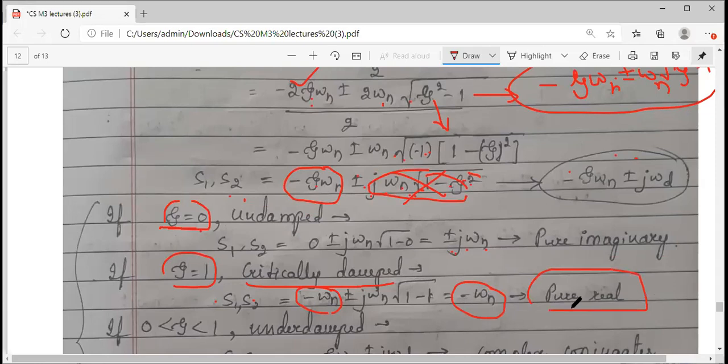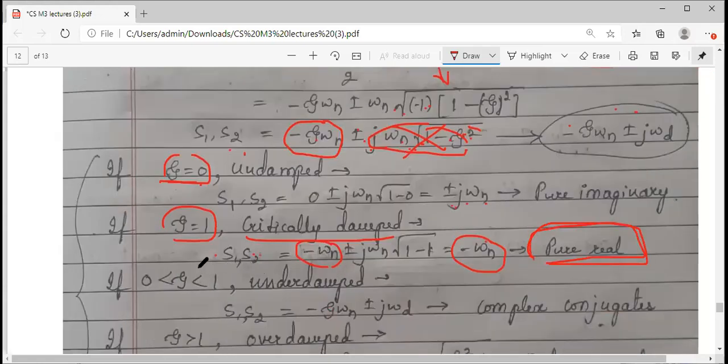Because you would have seen what different categories of roots there are. Roots can be either real and repeated, they can be real and distinct, meaning two different values can come, or the third thing is the roots can be imaginary. So here, the answer is that both S1 and S2, both roots, are minus wn. Means the roots are real and they are repeated roots.